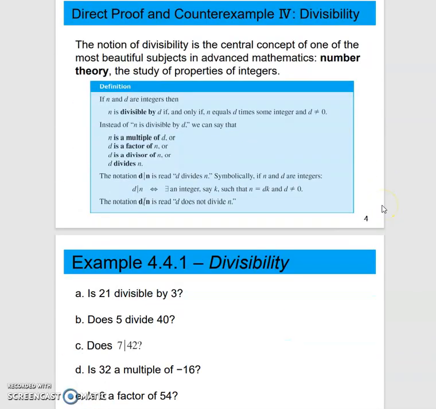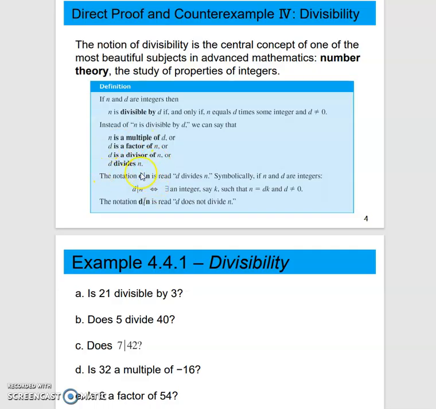So there's a number of ways we can describe this. We can say n is divisible by d, in our definition, if and only if n equals d times some integer, and of course d is not 0. We could also say n is a multiple of d, d is a factor of n, d is a divisor of n, or d divides n.